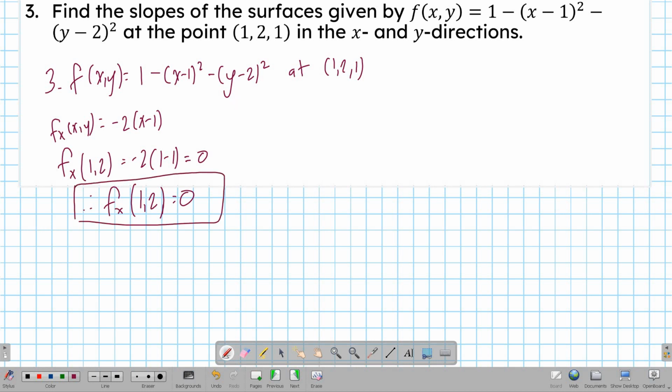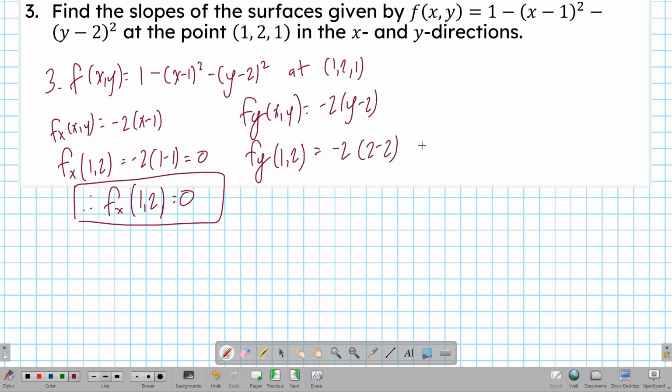On the other hand, for the partial derivative in terms of y, both of these would remain constant, so now I'm going to have f sub y becomes negative 2 times y minus 2. If we want to find the slope at the point 1, 2, 1, this becomes negative 2 times 2 minus 2, which also ends up at 0. So the slope in both x and y directions of the graph of the function f of x, y at the point 1, 2, 1 would be 0.